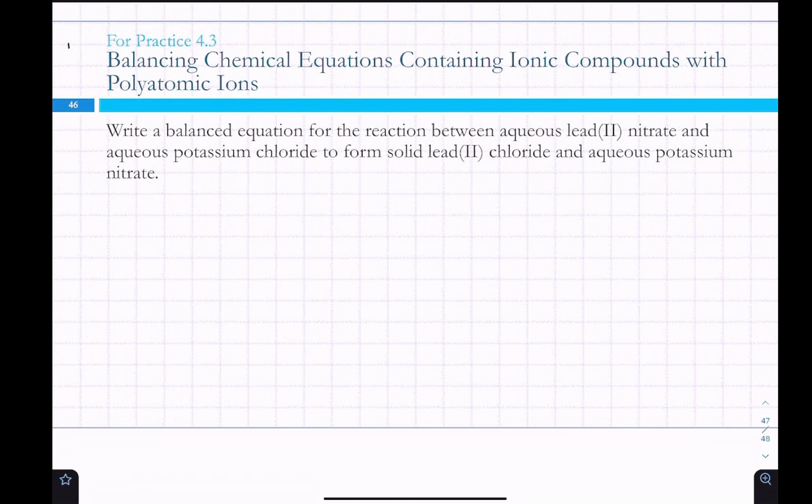So what's lead 2 nitrate? What's nitrate? NO3. What's the charge on nitrate? Yeah, so we need 2. It's lead 2, so 2 is the charge on the lead. Nitrate has a 1- charge, and that's aqueous. And then potassium chloride, KCl. It's aqueous. Potassium has a 1+ charge. Chlorine has a 1-. And what's lead chloride? Lead 2 chloride is going to be PbCl2. And potassium nitrate, that's aqueous.